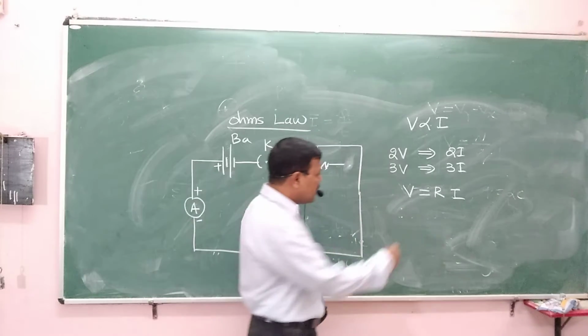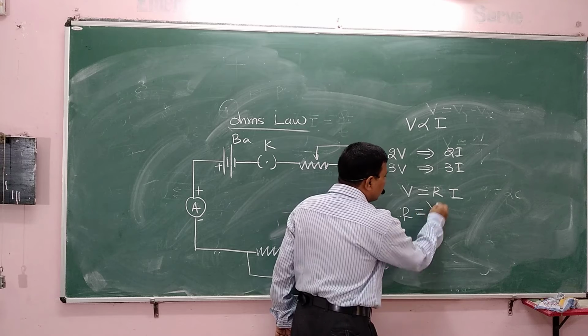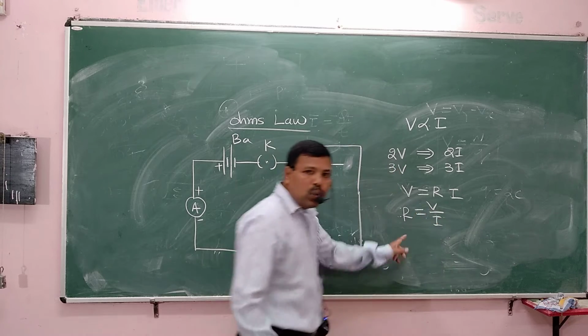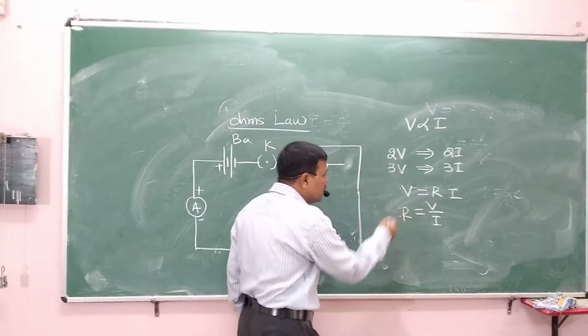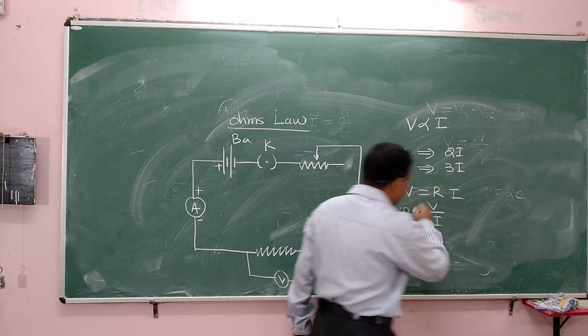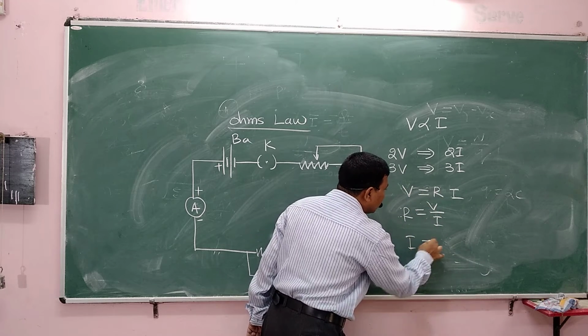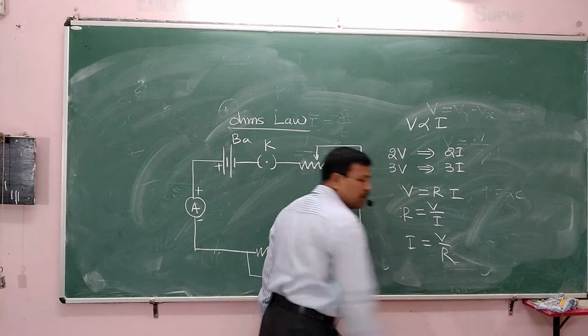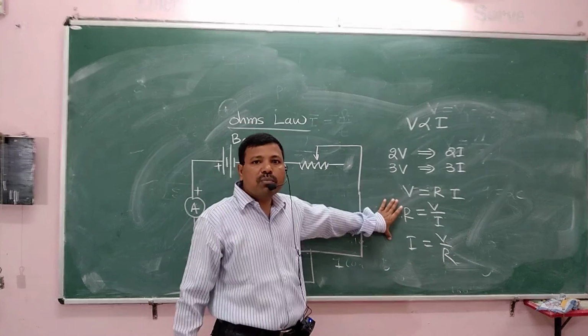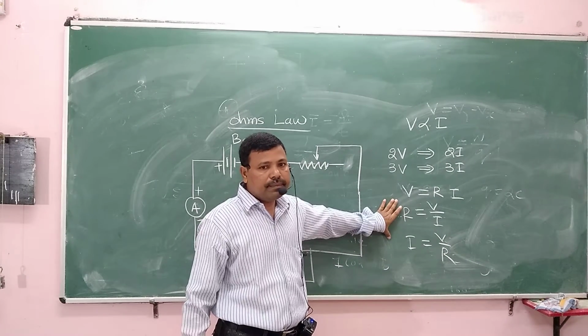Right? So R is equal to V upon I. How do we remember this formula? We can write V equal to R I, R equal to V by I, and I is equal to V by R. These are three forms of Ohm's law.